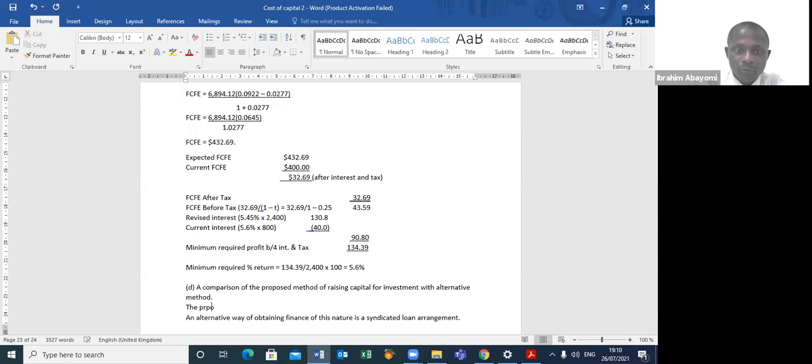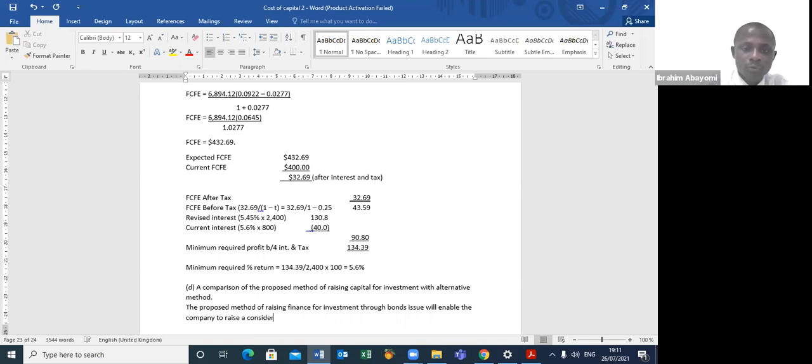The proposed method of raising finance for investment through bonds, through bond issue, will enable the company to raise a considerably large sum of fund for the investment.